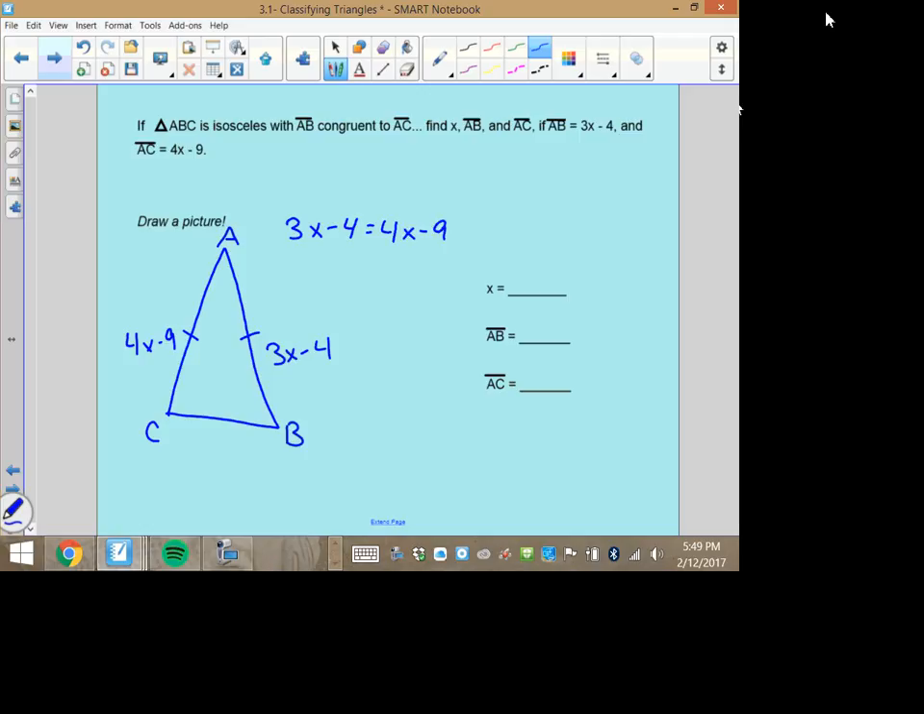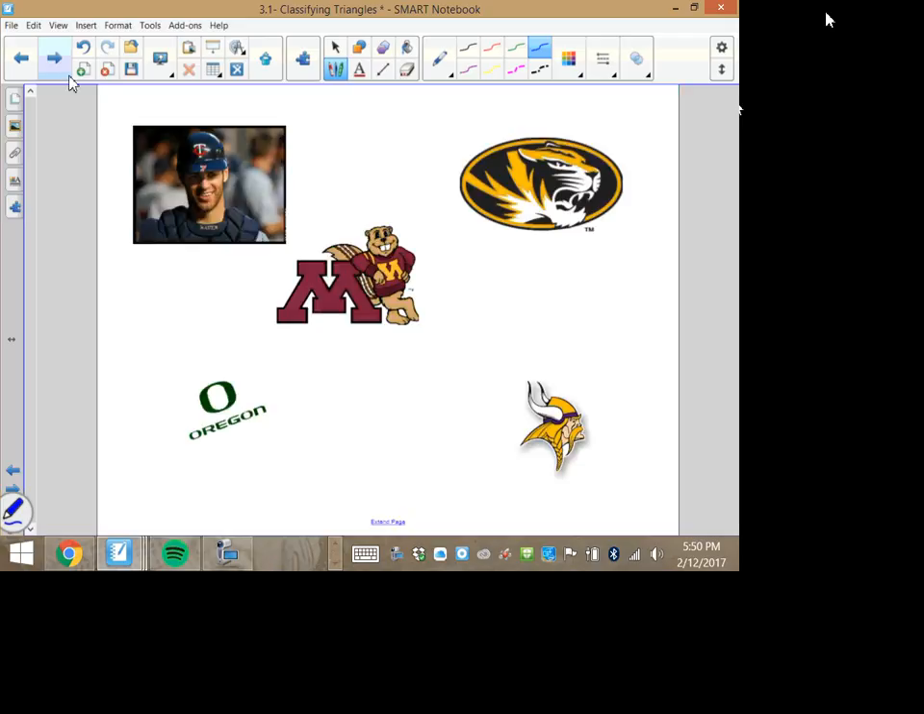Bringing our x's to the same side and moving our 9 over, we can get that 5 is going to equal our x. Now plugging that back in to one of our equations, for AB, we can say that 3 times 5 minus 4 gives us a length of 9, and since side AB has to be congruent to side AC, we also know that side AC is 9.